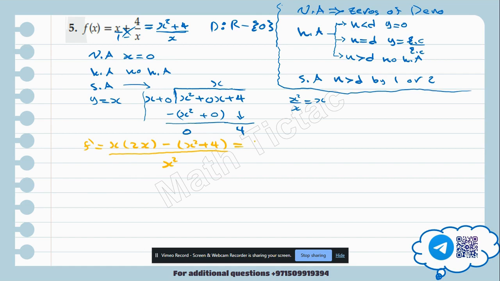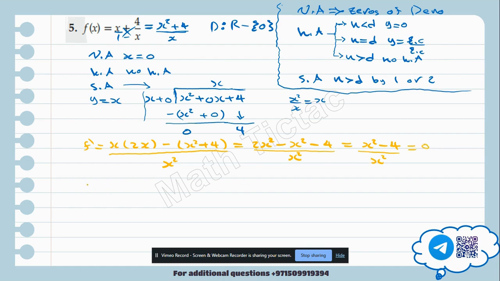Now let's simplify it a little bit. So this is 2x squared minus 2x squared, minus x squared minus 4 over x squared after entering the minus inside this. So 2x squared minus x squared is equal to x squared minus 4 over x squared. Okay, now we can make the derivative equal to 0.